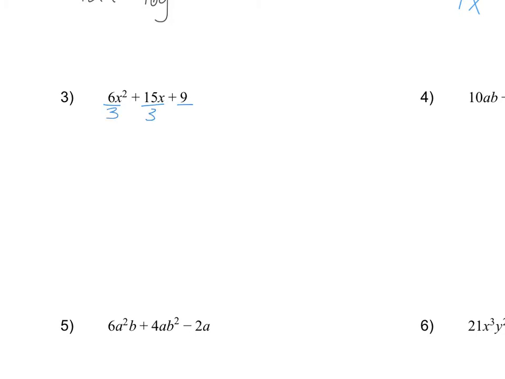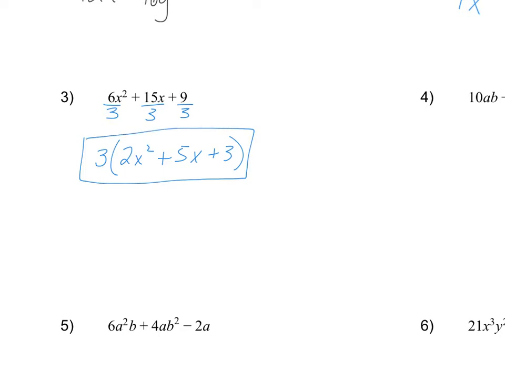So I'm going to divide each of these by 3. So 3 comes on the outside, and I'm left with 2x squared, because 6 divided by 3 is 2, plus 5x plus 3. And like I said, you can always check your work by distributing, so let's practice that just to make sure this works out. I get 6x squared plus 15x plus 9, and I'm back to my original expression.